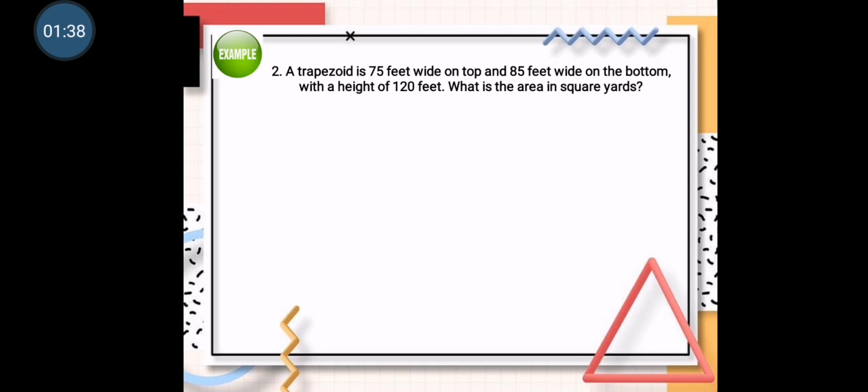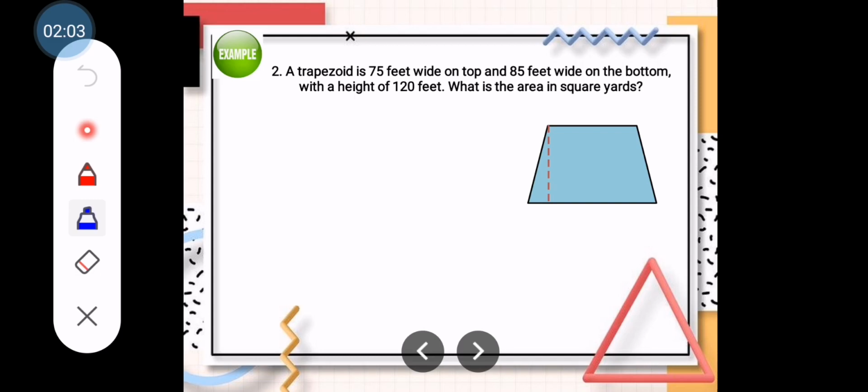A trapezoid is 75 feet on top and 85 feet wide on bottom with a height of 120 feet. So, what is the area in square yards? So, ang trapezoid naman po natin dito ay merong height or the altitude. Yun nga lang, meron din po tayong gagawing conversion from feet to square yards. So, illustrate muna natin ang trapezoid. So, yan po yun, tinatawag na height niya or the altitude.